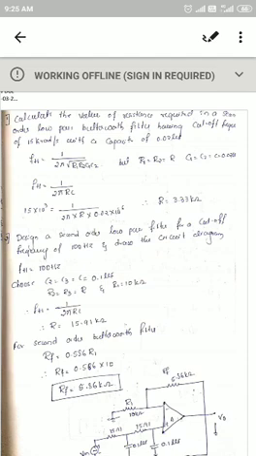So here, calculate the values of the resistance required in a second order low pass Butterworth filter having a cutoff frequency of 15 kilo radians per second with a capacitance of 0.02 microfarad.